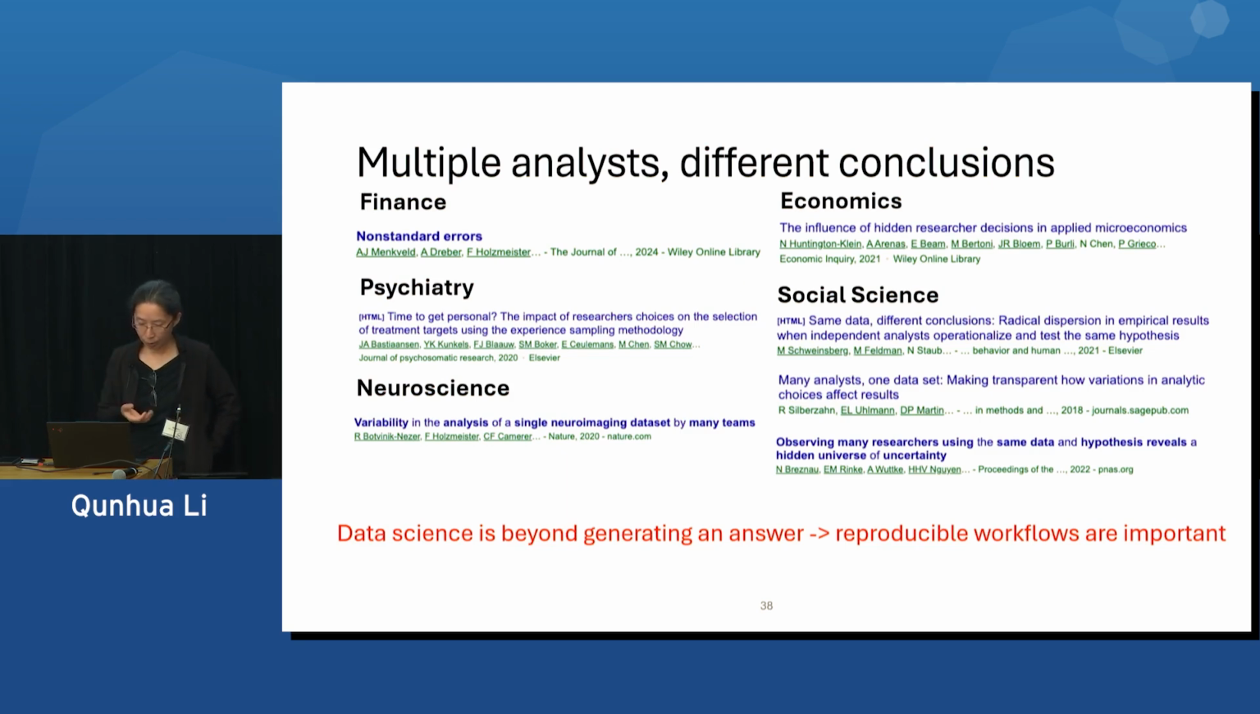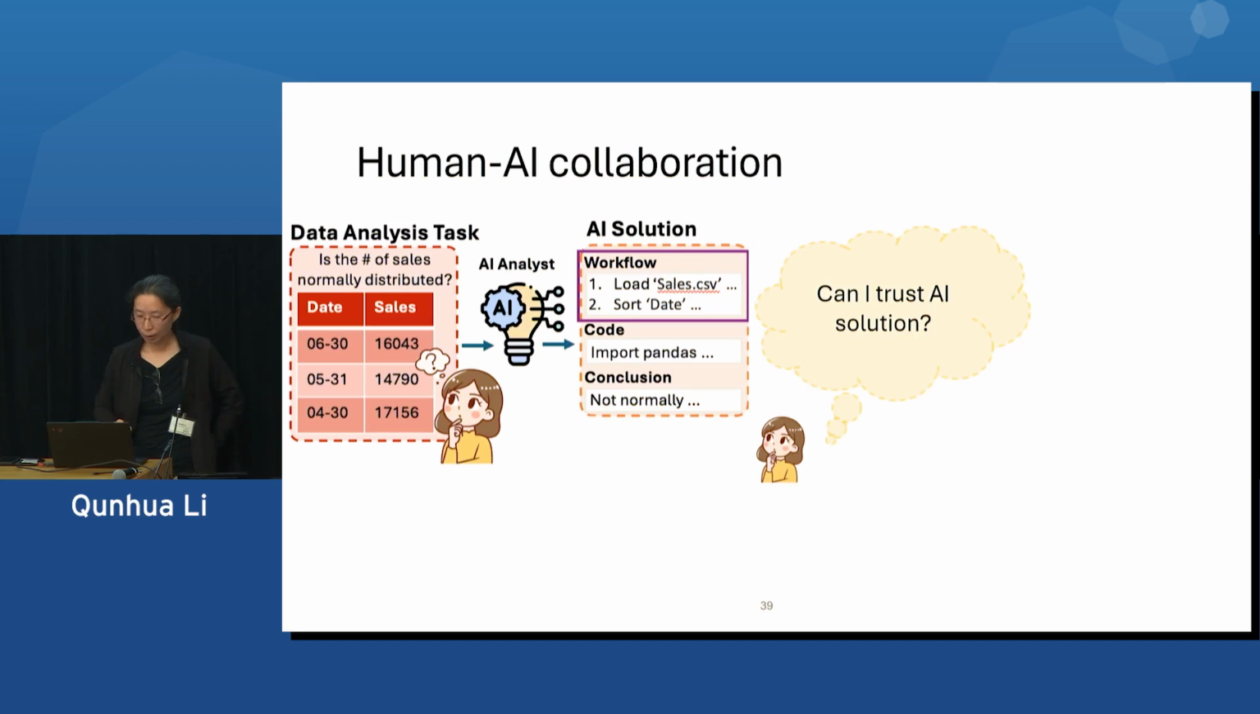What this tells us is something actually pretty obvious. Data science is beyond generating a single answer. Reproducible workflows are important. You need to write down how you did it, and you need to write it down in a good way. So then what about LLMs? Can we trust them?